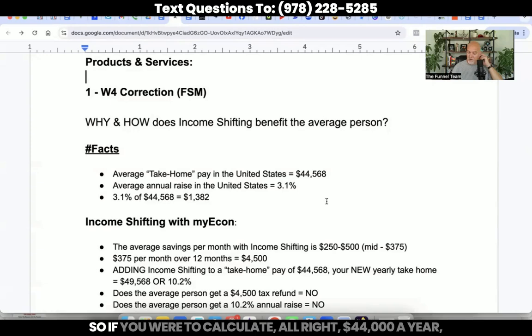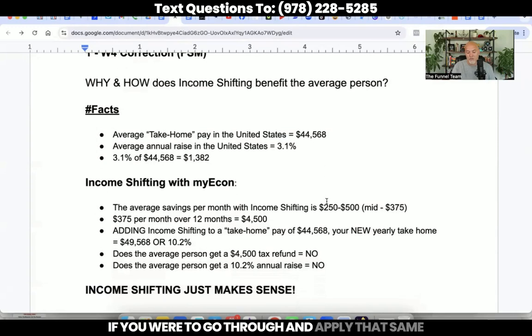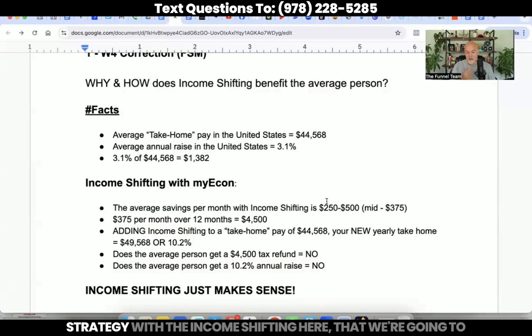Okay. So if you were to calculate $44,000 a year, we'll just round it up to $45,000 a year, you're going to get about a $1,300 to $1,400 per year raise, which is really peanuts at the end of the day. If you were to go through and apply that same strategy with the income shifting here that we're going to show you exactly how to do right from day one.